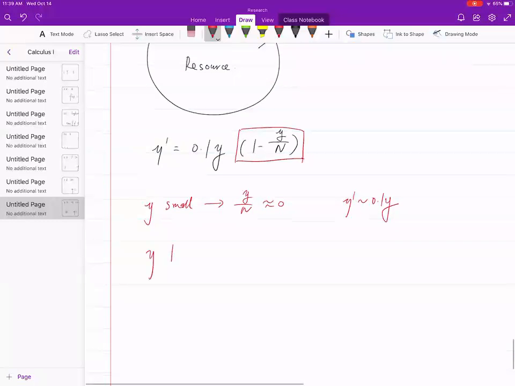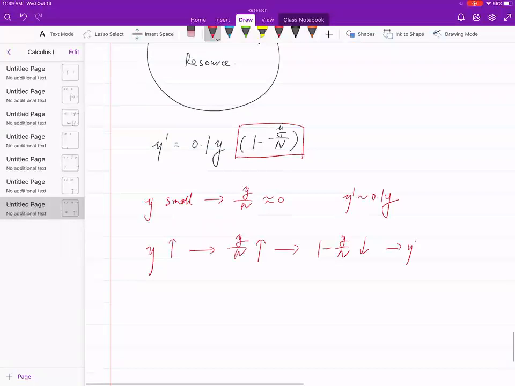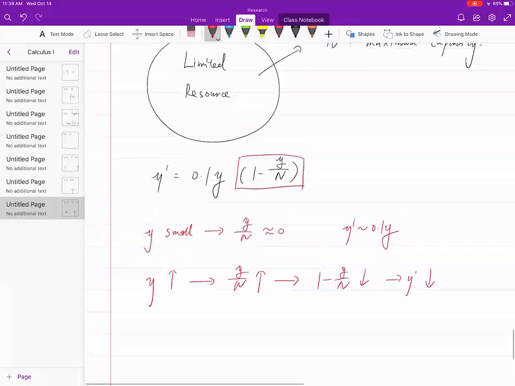As y increases, what's going to happen? Then y over N increases, then 1 minus y over N decreases. Still okay? Then your y prime is going to decrease, because originally it's only this term, but now you multiply by something which is decreasing. So in general, your y prime is decreasing. That means the bigger the population, the smaller the growth rate, or the slower you grow, which is more realistic because you feel the pressure from the environment. Stay okay?